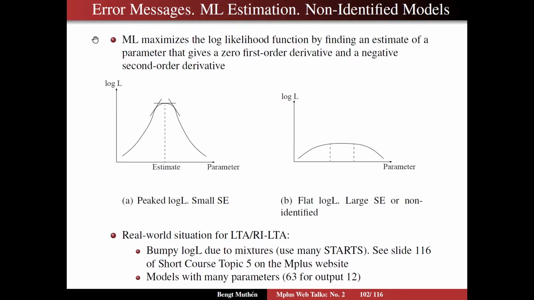We maximize the log likelihood function by finding an estimate of a parameter that gives a 0 first-order derivative and a negative second-order derivative. So here you have an example. The x-axis is the parameter that varies, and we want to find a particular value that we'll call an estimate. On the y-axis, we have the log likelihood, and we're saying that we want the estimate to be the value of the parameter that gives the highest log likelihood, that is the peak up here. We find that peak iteratively.